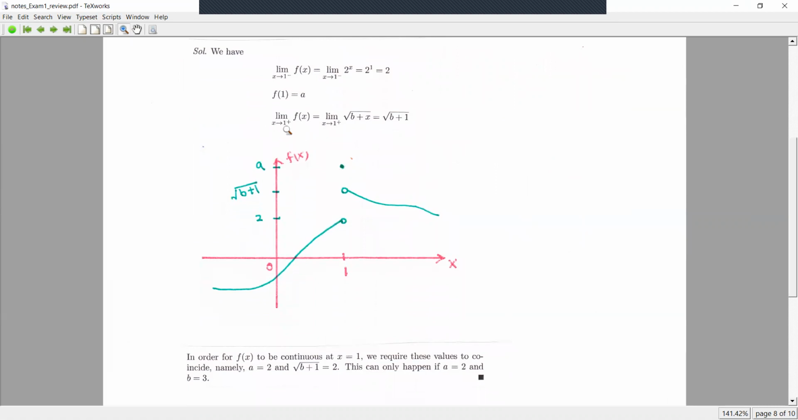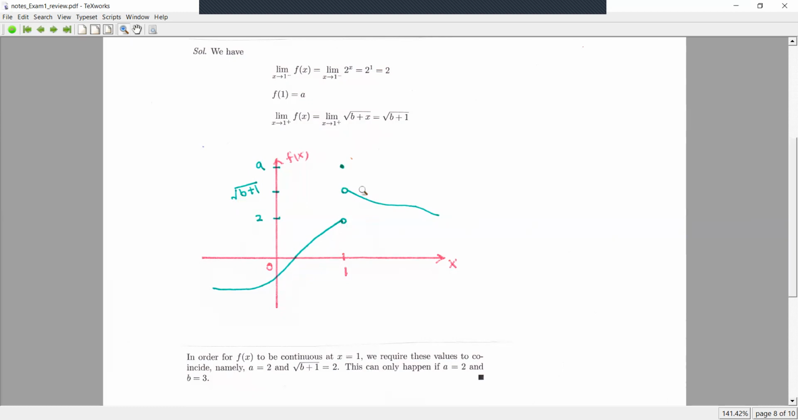As x approaches 1 from the right side, the function approaches the square root of b plus 1. So on the right side, I draw a curve. The curve approaches this point. The height of this point is the square root of b plus 1.